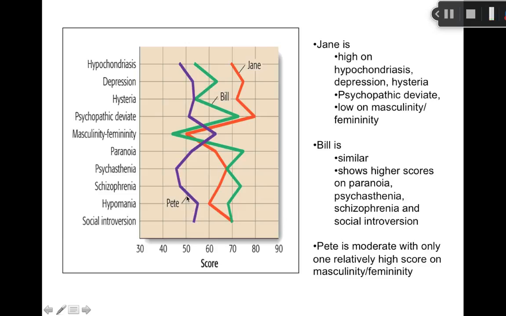Whereas Pete, he's kind of scoring within 40 to 60, so he's only scoring higher than we would expect on masculinity and femininity. So that means that he's positioned himself score-wise on this scale where he's identifying more than what you would expect people to identify with the masculine role. So that's kind of what you'd get and how you'd interpret the values. You'd locate a person's score on these scales within a range.